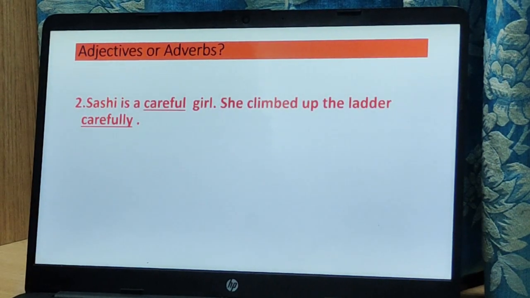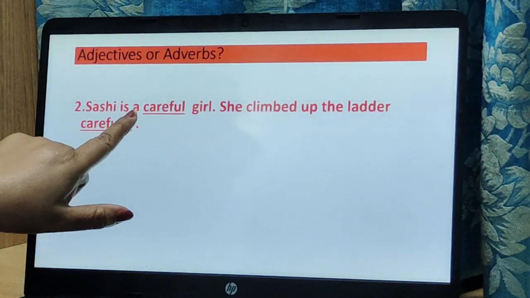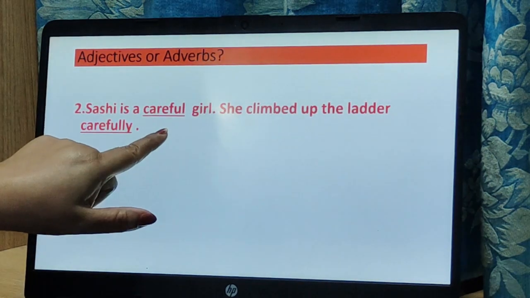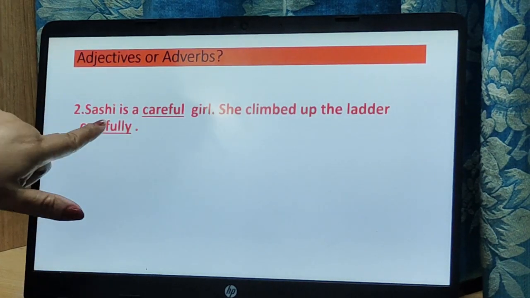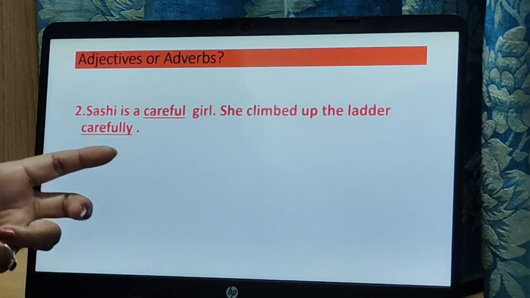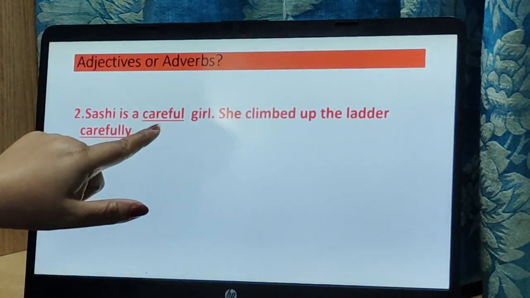Now, the word careful is coming between an article and a noun, and hence it has to be an adjective. Further, it is also telling us more about the girl or more about Sashi. And these are all nouns. Any word that tells us more about a noun is an adjective.